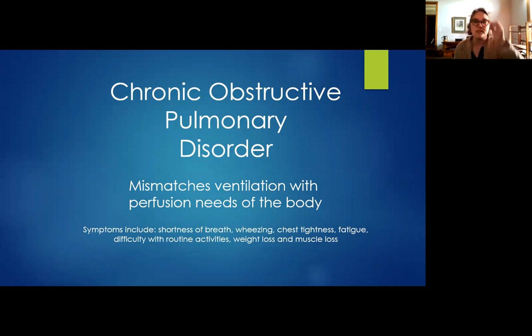COPD is really 2 diseases acting at the same time on the respiratory system. It's emphysema and chronic bronchitis. COPD patients may have one disease process that's more prominent than the other, but both emphysema and chronic bronchitis are present for the patient to receive this medical diagnosis.